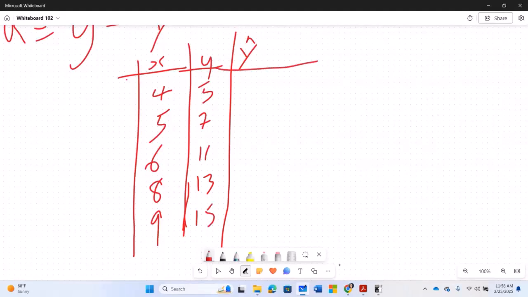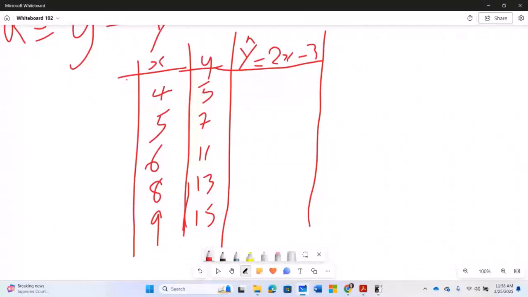Remember that the predicted equation is 2x minus 3. So we need to bear that in mind. So what I want to do now is substitute for each. For each, I am going to find f of x. So I'm going to substitute f of 4 here. f of 4 is going to be 2 times 4 minus 3. 2 times 4 is 8. 8 minus 3 is 5.